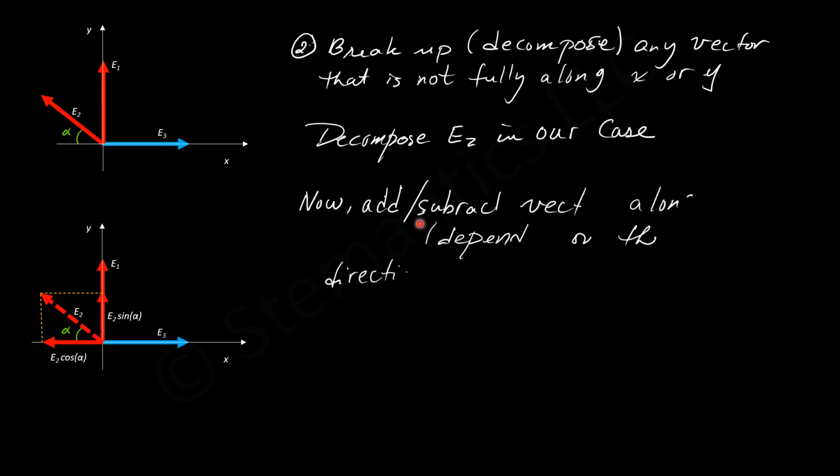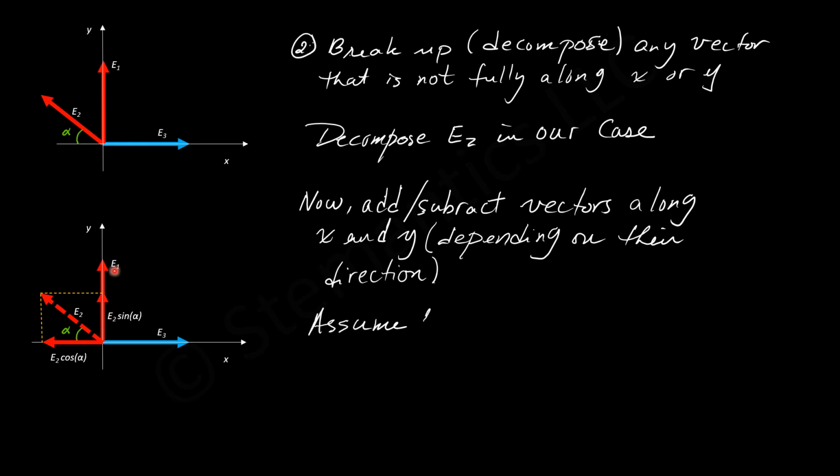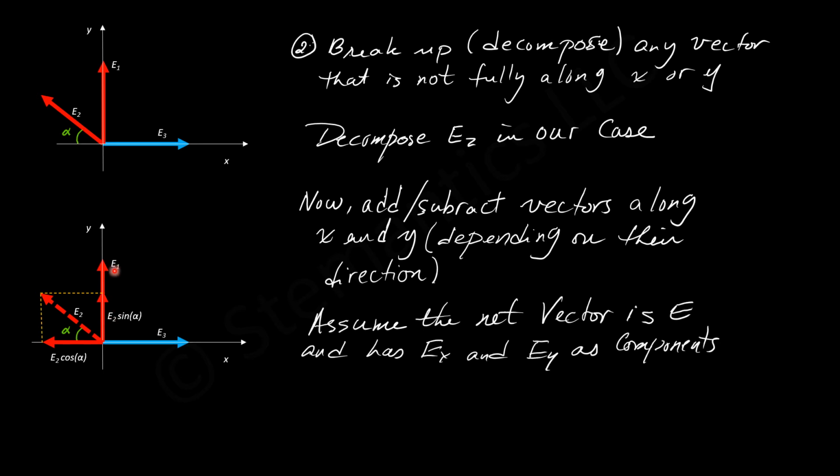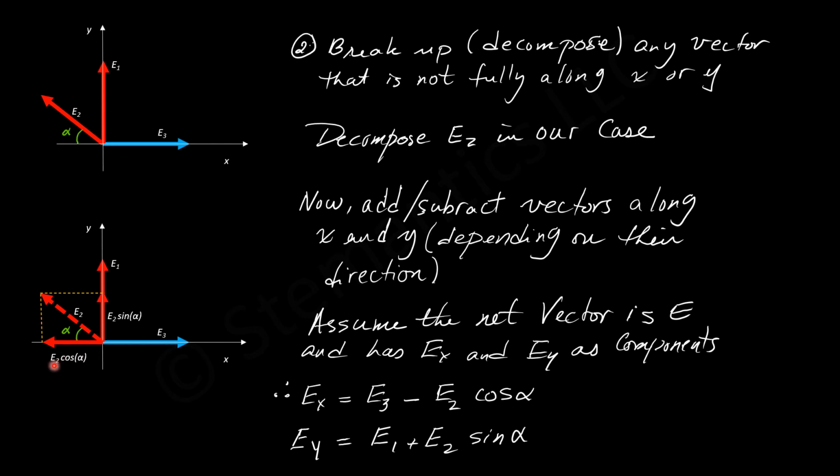Now, I add and subtract along x and y according to my positive sense. My positive sense is to the right, positive in the x, and up, positive y. So if we assume that the net vector is called E and has an x and a y component, E sub x and E sub y, then E sub x is E3, which points to the right, minus E2 cosine alpha, which points to the left. And E sub y is E2 sine alpha plus E1, because they're both pointing in the same direction.